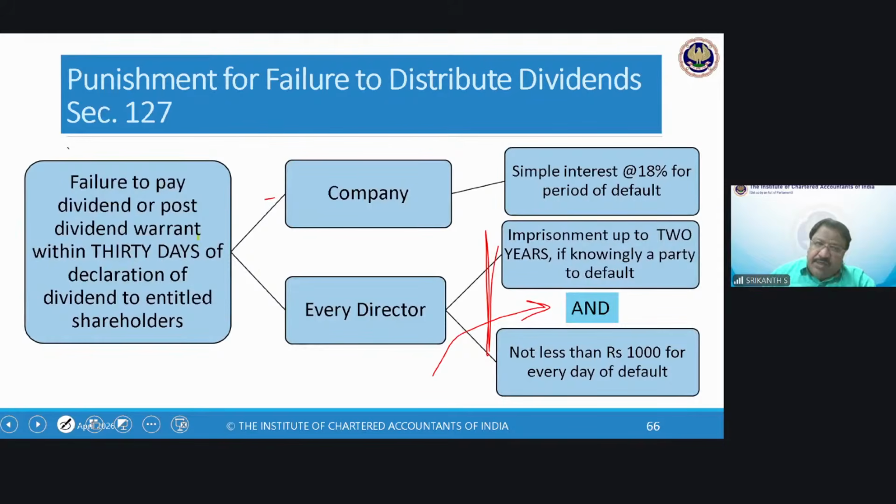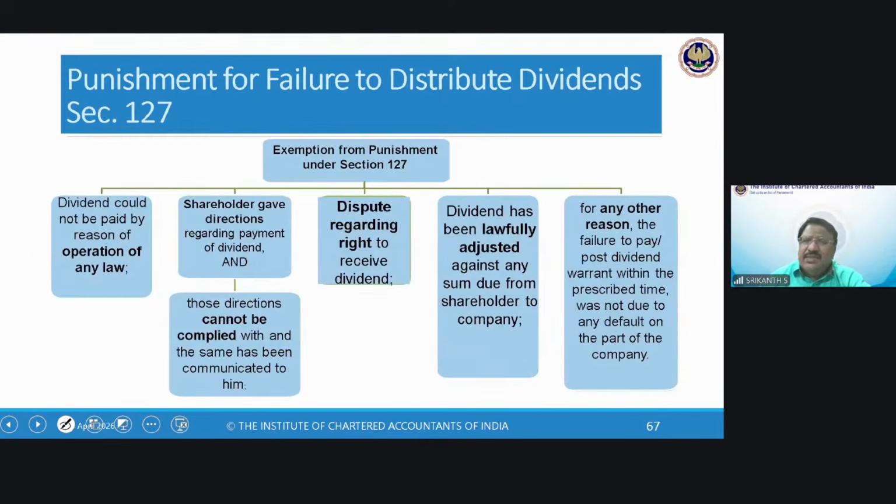So within 30 days, you have to pay the dividend, right? You have to pay the dividend within 30 days. Any failure to pay the dividend within 30 days, you will be subject to penalty, fine and imprisonment. Now, certain cases are exempted. They're saying, hey, you made your effort here, but because of a situation beyond your control, you could not pay. What are those circumstances? Again, I would humbly submit to you that this is important. Section 127, important. Just know it.